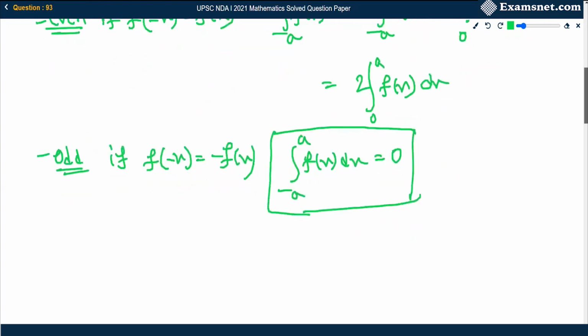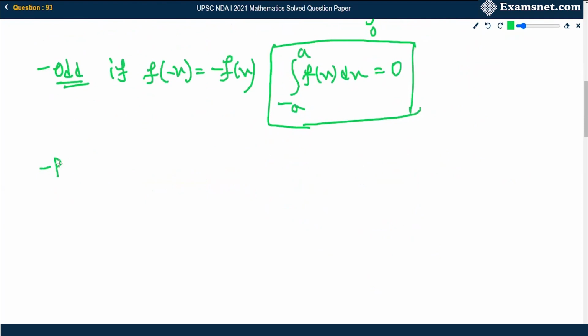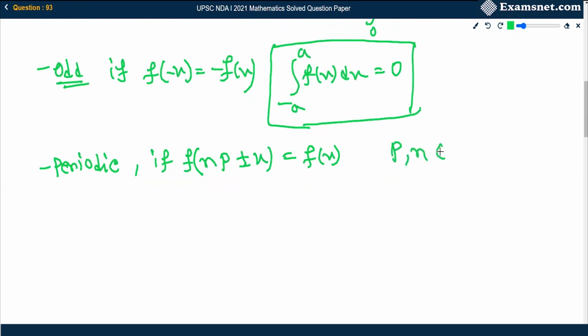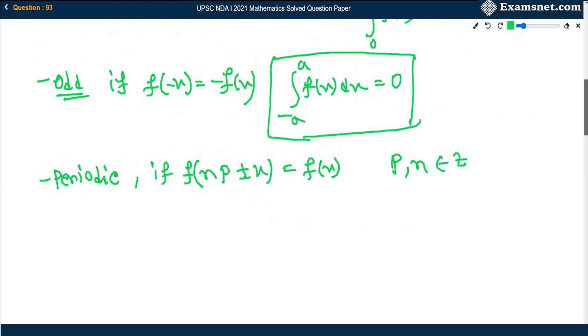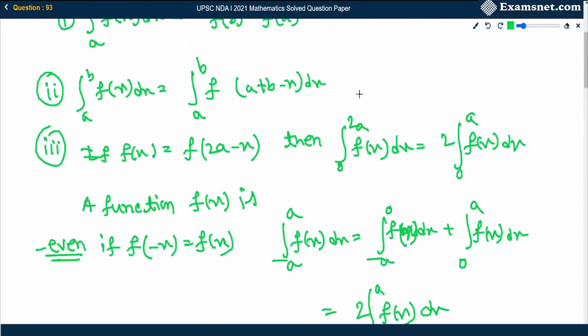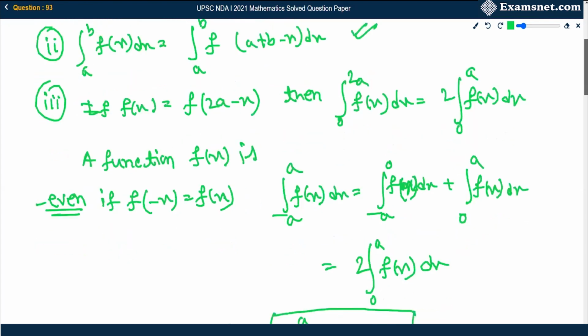Okay, now if f(x) is a periodic function, like f(np plus or minus x) will be f(x), if f(x) is a periodic function for some number p and n, where both are integers, correct? So here we are going to first use this concept: the integral from a to b of f(x) dx is equal to the integral from a to b of f(a+b-x) dx.